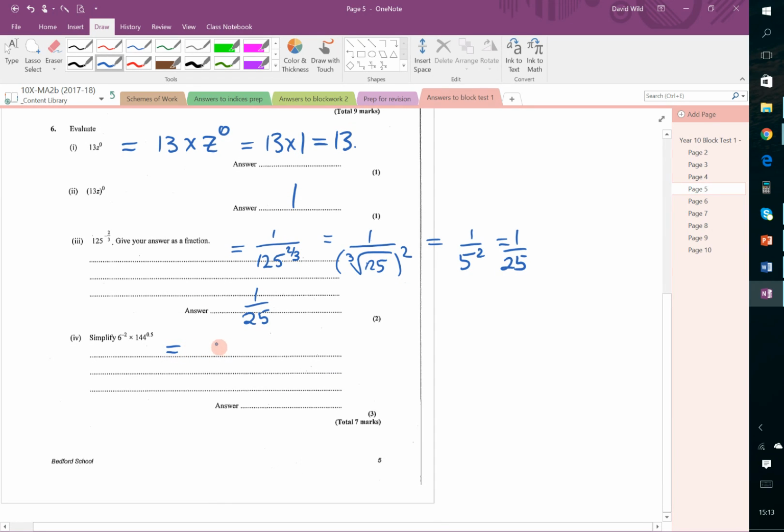People messing this up. Right, 6 to the minus 2 is 1 over 6 squared. 144 to the half is the same as the square root of 144. So this is 1 over 36, 6 squared is 36, times 12, which is a third. Cancel down. 1/3 is the answer.